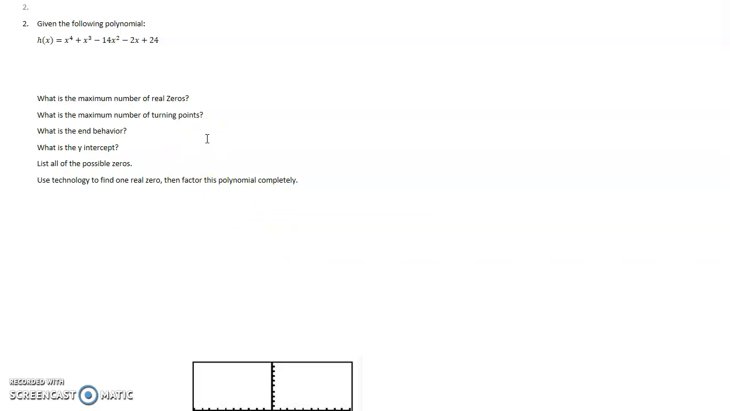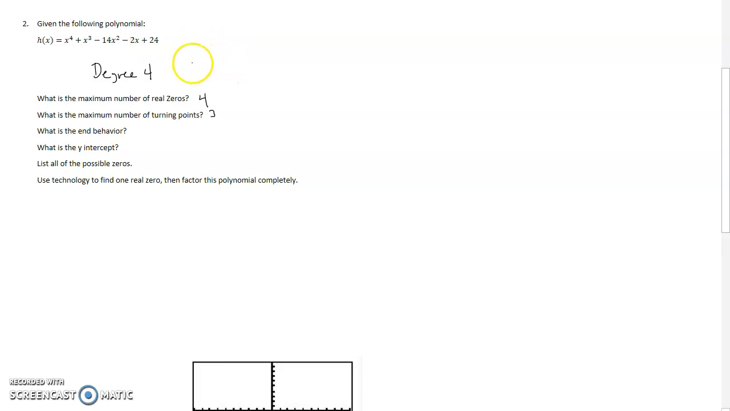Let's start with what is the maximum number of real zeros. That is the same as the exponent, or the degree of the polynomial. Since this is degree 4, this has a maximum number of zeros of 4. What's the maximum number of turning points? The maximum number of turning points would be 3, because that's one less than the degree.